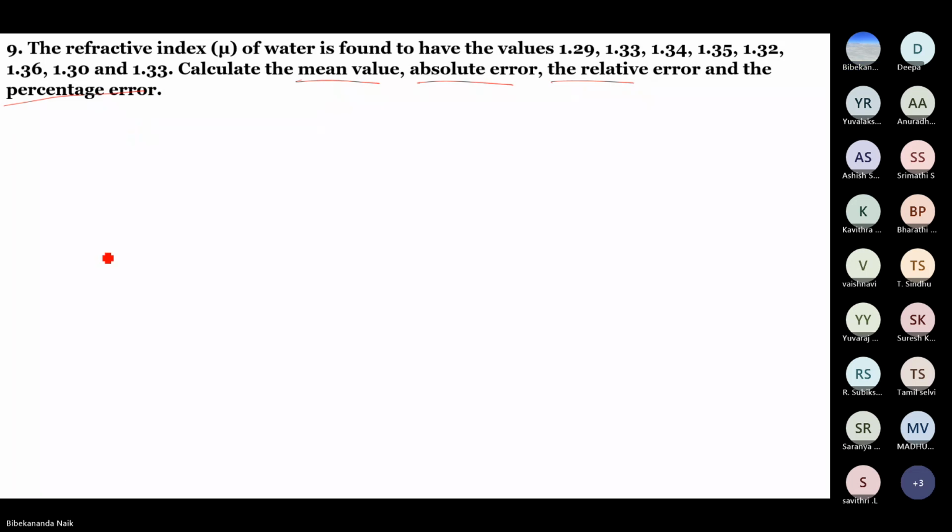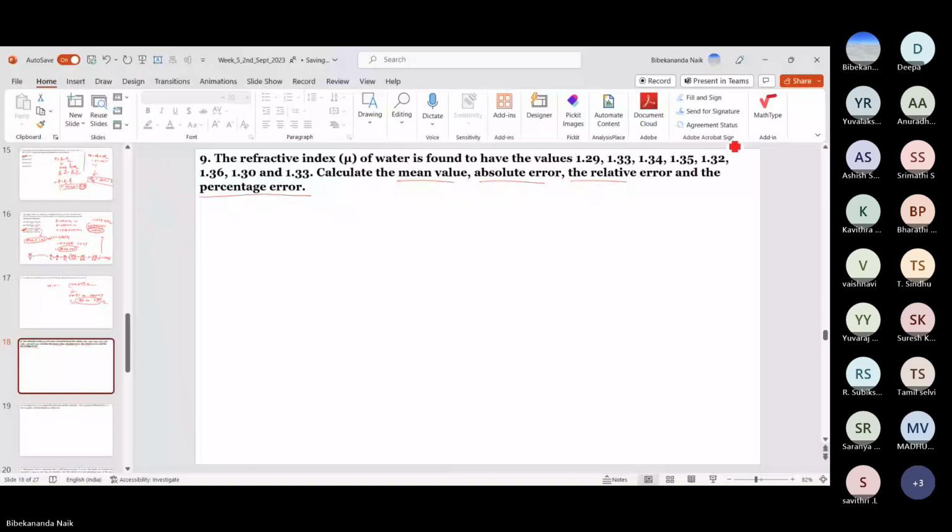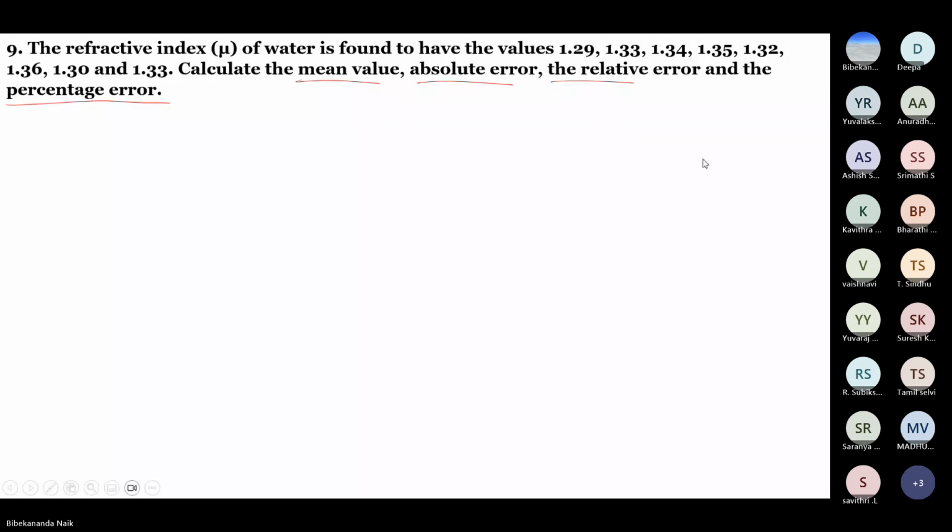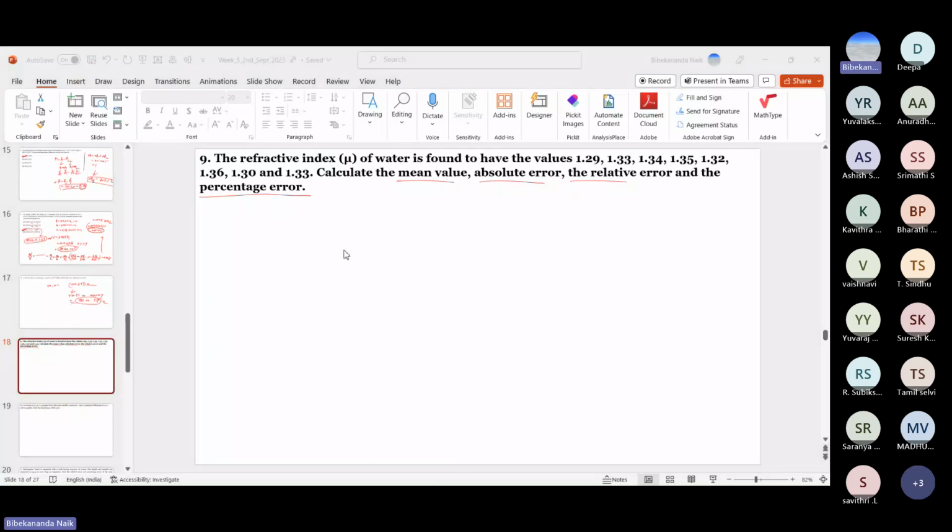So calculate it. I will be back in a few minutes, so calculate all these values: mean value, absolute error, relative error, and percentage error.